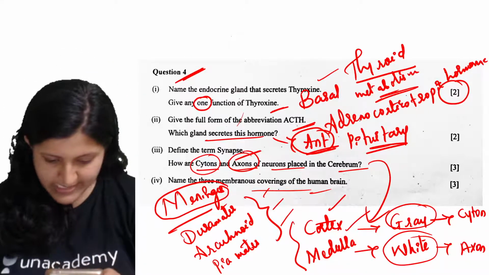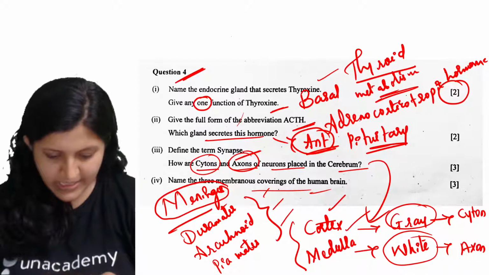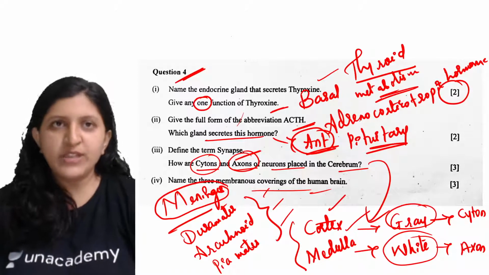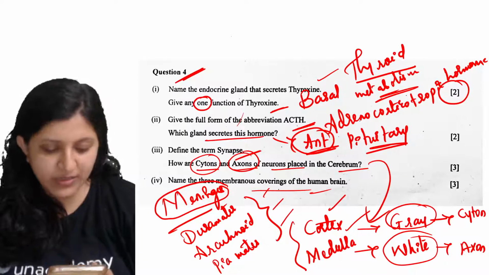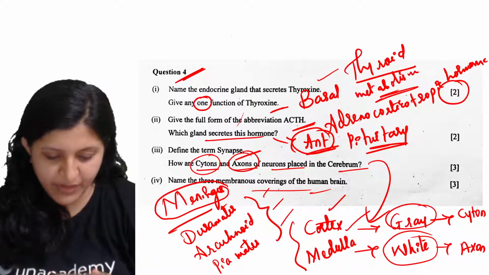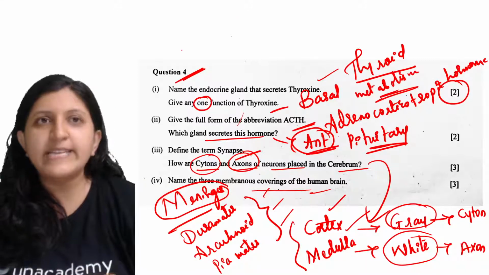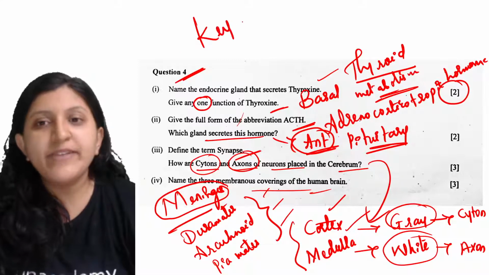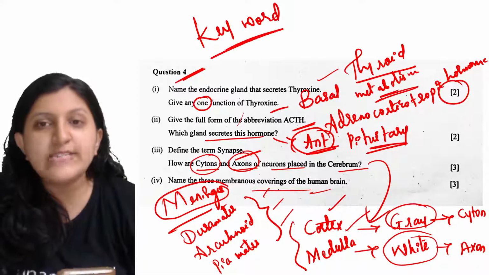Cyton present in exterior, axon present in interior, I wrote. Okay, so they can give marks for that, but again full marks you won't get for that. So you need to mention cortex and medulla region. So they always expect keywords, always a keyword has to be there. So these are very important.